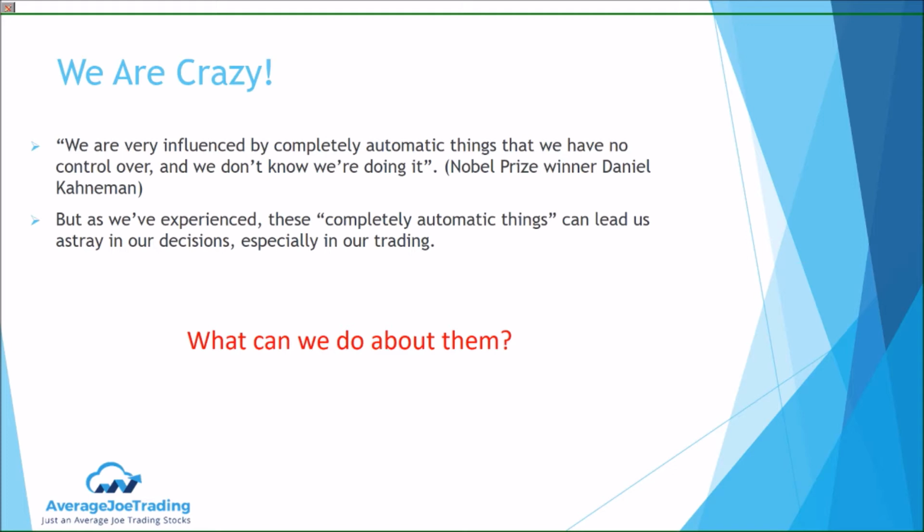So here's a Nobel Prize winner. I'm not going to say Daniel, I'm gonna say Kahneman, because Kahne is Kane, like Casey Kane. So I'm gonna call this guy Daniel Kahneman, but he's a Nobel Prize winner, and he said we are influenced by completely automatic things that we have no control over, and we don't know we're doing it. What does that sound like to you? Does that sound like the stock market we trade every day? It is.